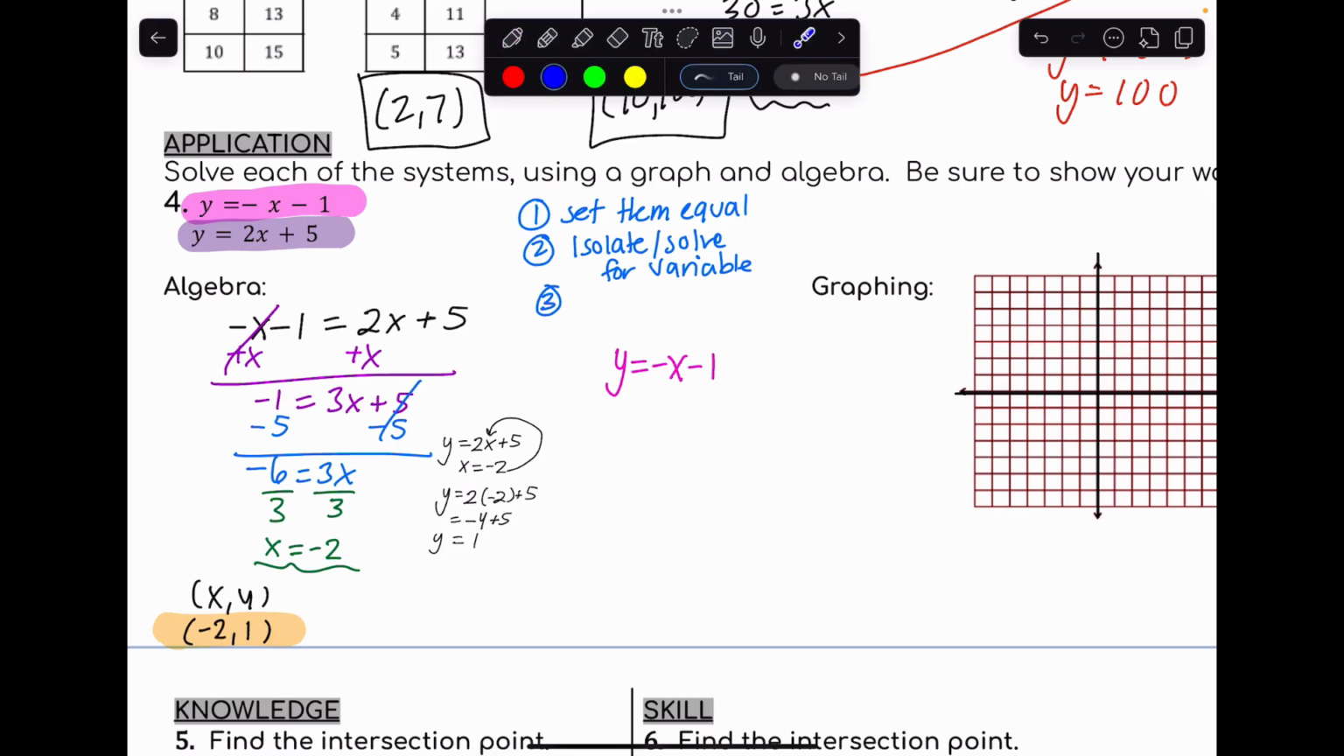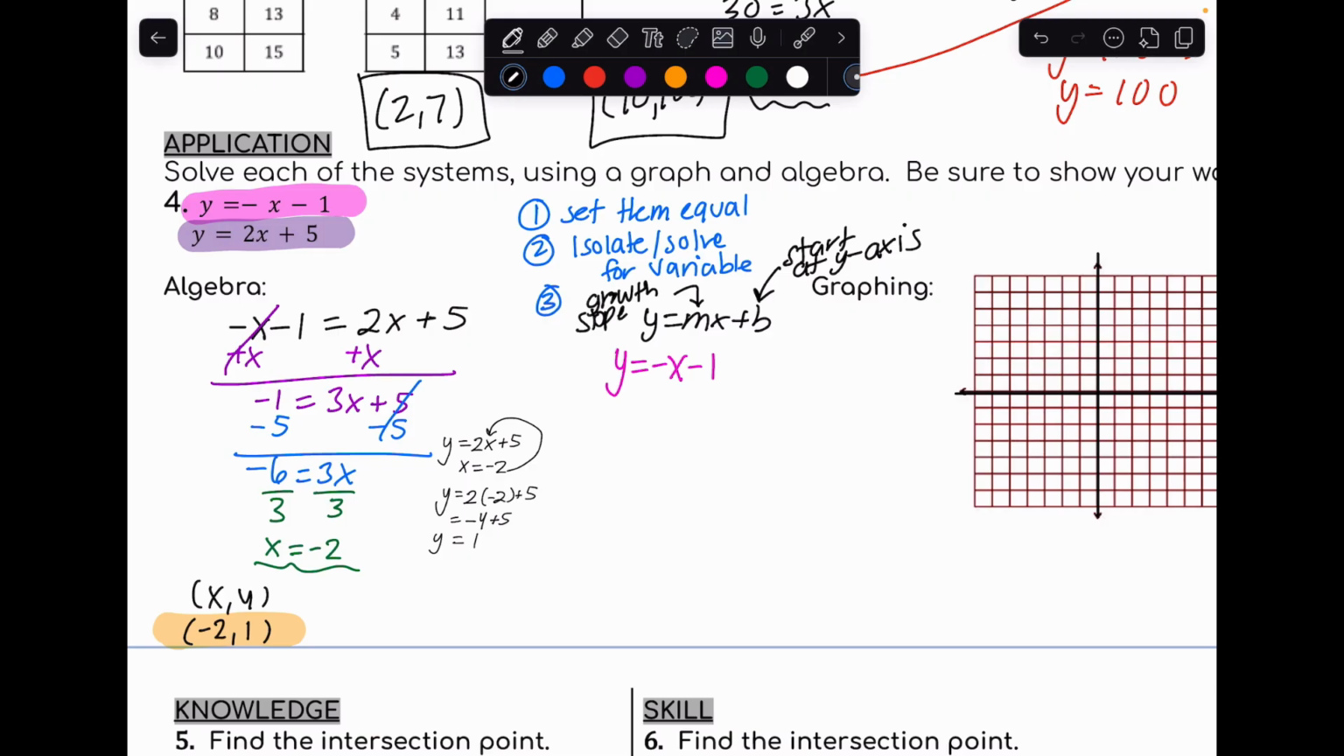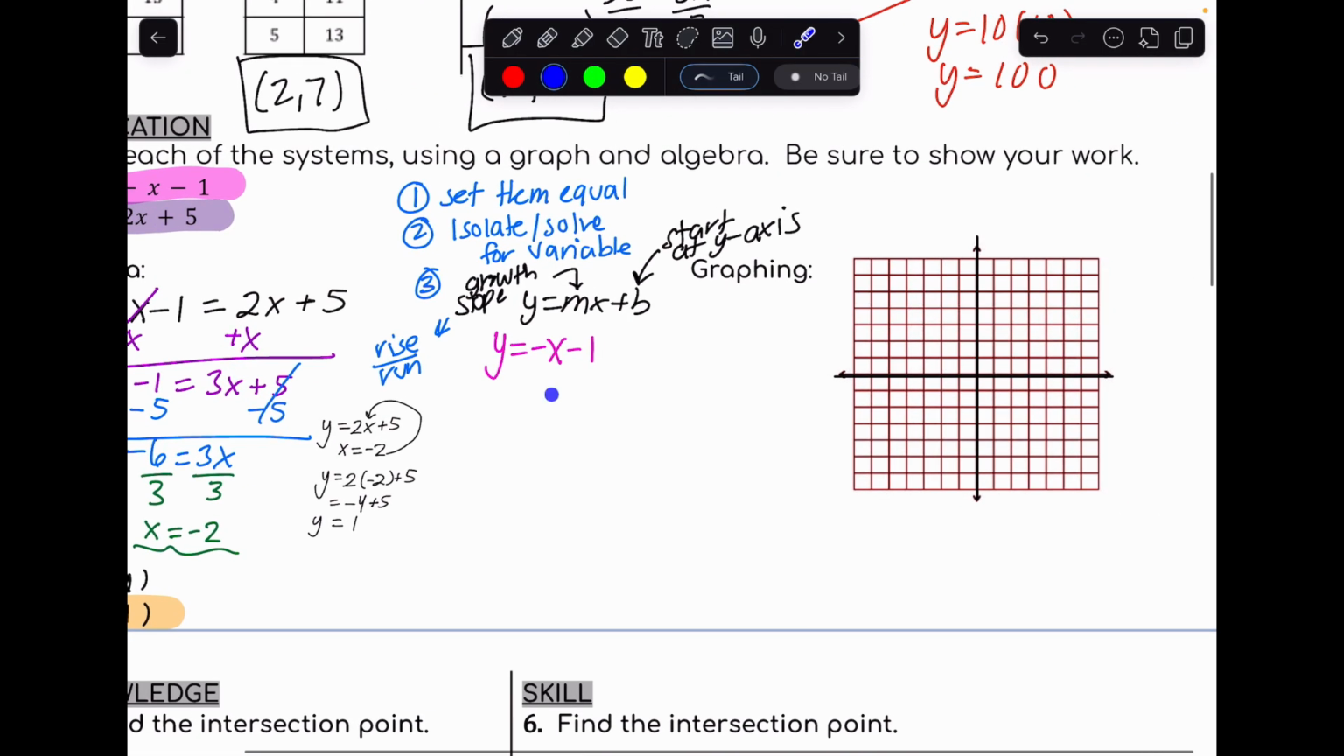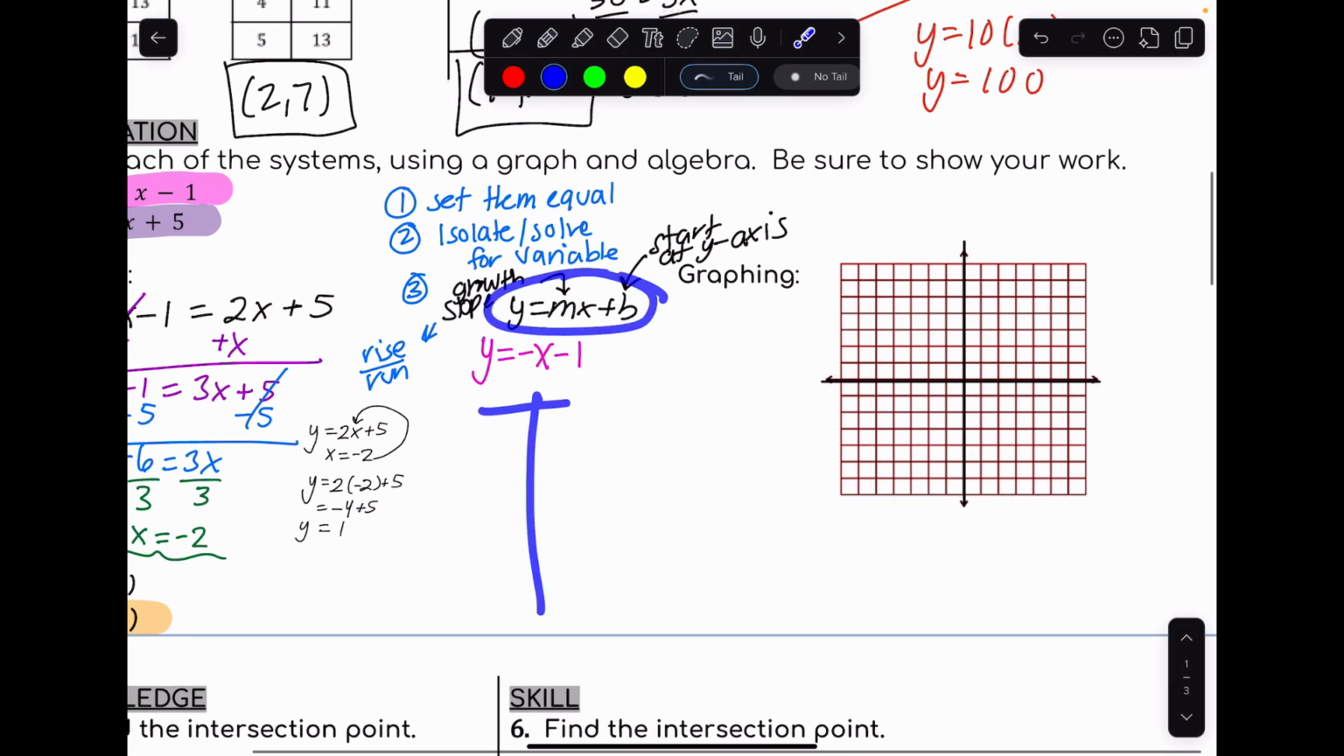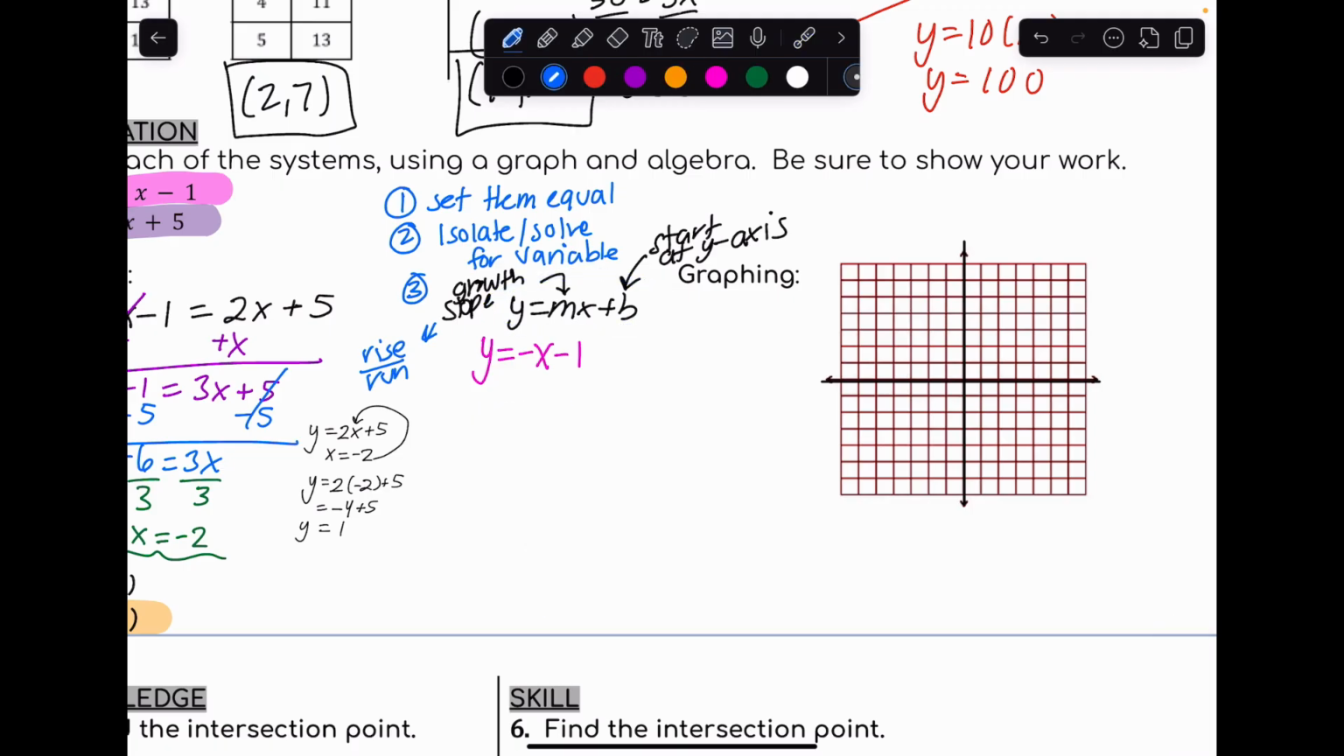If you're familiar with slope formula, we know it's y equals mx plus b, where b is my start at my y axis, and m is my growth, the slope, which, if you recall, is rise over run. So if I take my first equation, you can solve this two ways. You can either create a table or you can use your slope form and draw out the line. So I'm going to use that really quick. We have negative 1. So here is negative 1. That's our start on our y-axis. And it's going to be negative 1 right here.